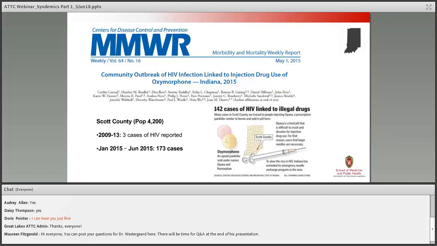What was unique about this case is that although epidemics in clusters of hepatitis C had been linked to injection drug use in non-urban settings, this was really an explosive epidemic of HIV, which hadn't been seen before. And it took a very large and rapid investigation to get to the bottom of what exactly was going on.